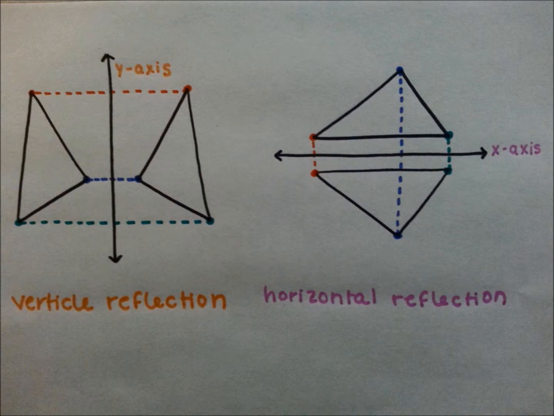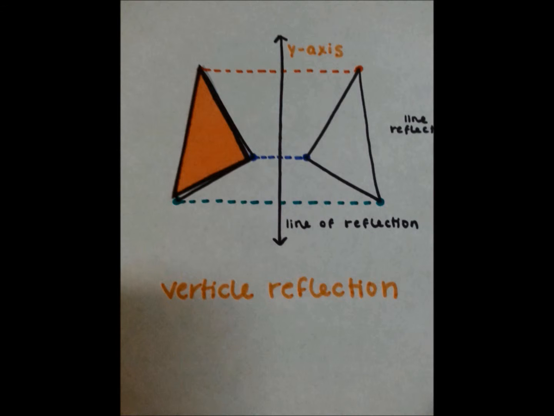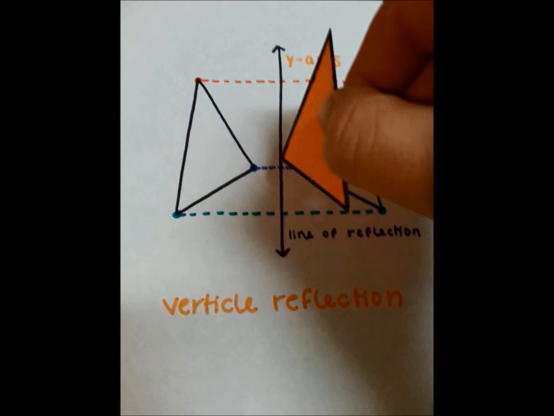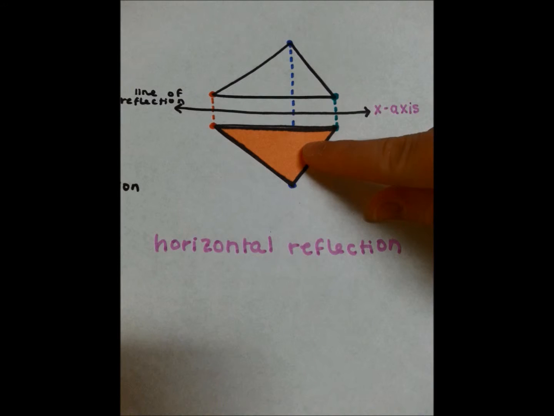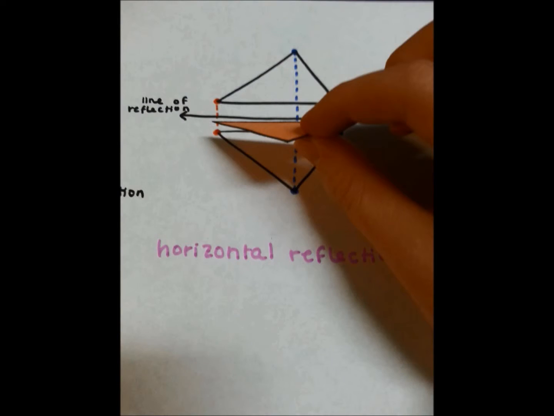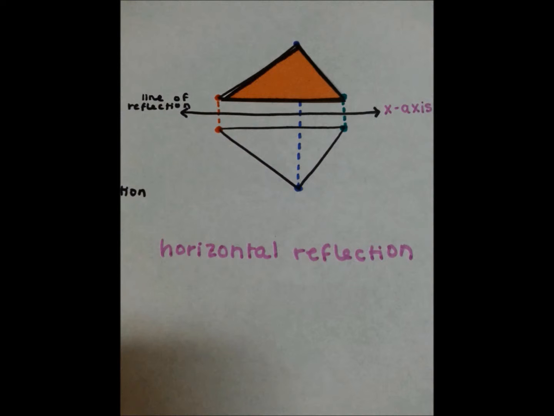Let's go ahead and look at both of these reflections. For the first one, we would like to reflect the image on the left over the vertical reflection line to the right. So we're going to take our image and flip it onto the other side of the line of reflection. For the second one, it's a horizontal reflection, where we're going to flip our bottom image over the line of reflection and onto the other side.